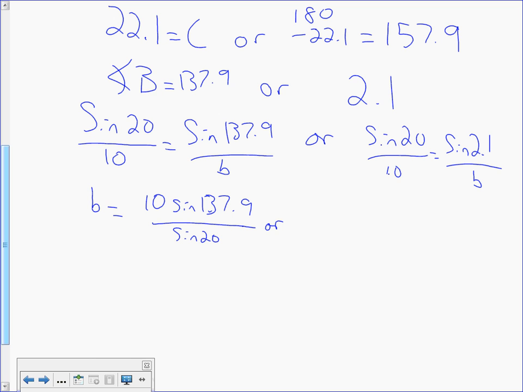Or B is going to equal 10 sine 2.1 over the sine of 20. So when you do that, you're going to get 19.6 or 1.07.